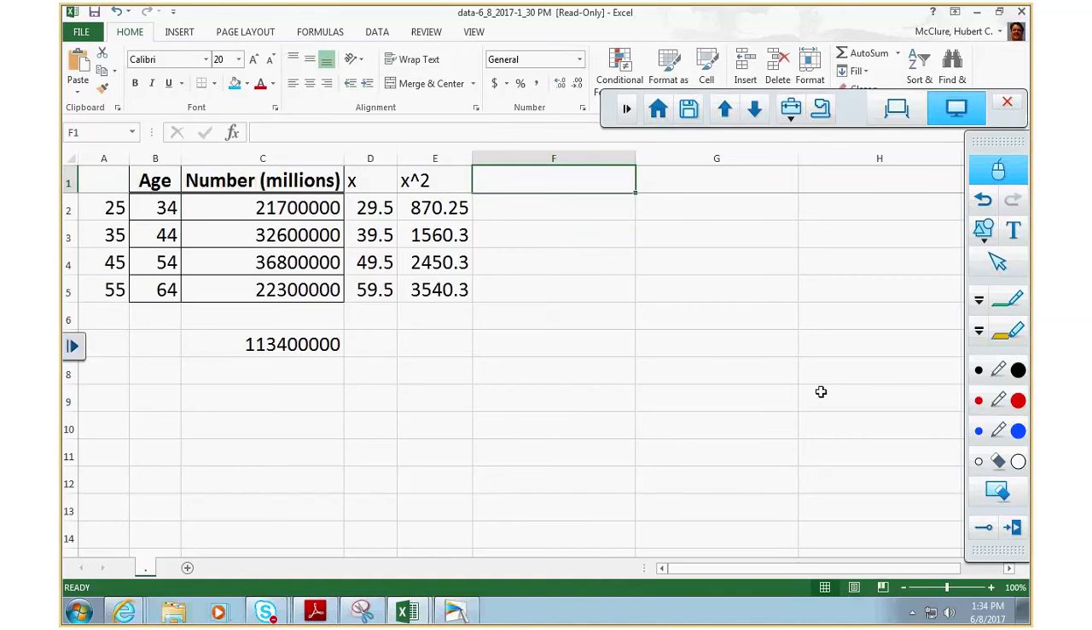All right, now what are we going to put here? We've got x squared. So what's this column going to be called? F times x. And what's the next column going to be called?